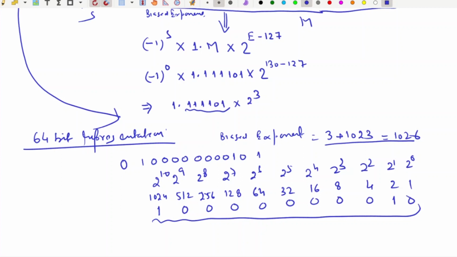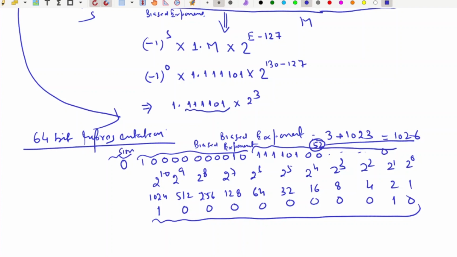The mantissa is 1, 1, 1, 1, 0, 1, and the rest of the bits are 0, 0, 0. So these are the 52 bits used for representing the mantissa. These are the 11 bits. The 52 least significant bits are used to represent the mantissa, the next 11 bits represent the biased exponent, and this is used to represent the sign bit.